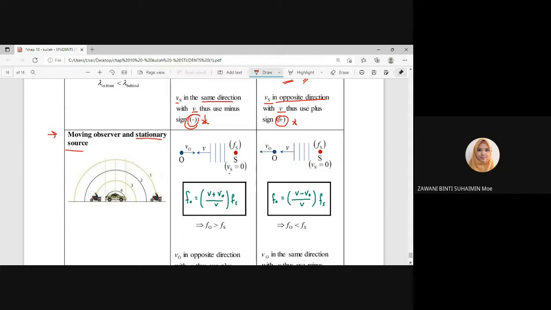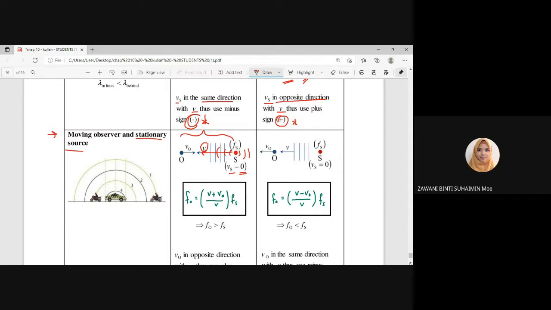So sekarang kes yang pertama, source of sound kita tidak bergerak kan. So maksudnya Vs kita sama dengan kosong. Okay, so kita ada source of sound kat sini. Source of sound ni travel in all direction. Tapi kita ambil direction yang ada kaitan dengan observer lah yang bahagian ini. Okay, so kalau tengok direction of sound travel tu this way. So sebab tu direction dia awak ke situ.